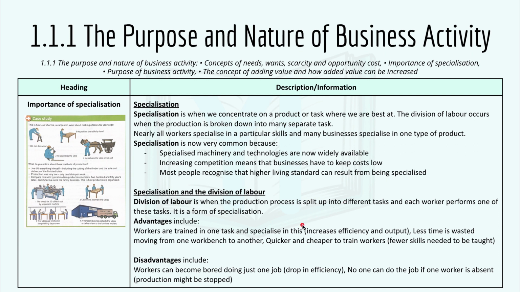And here's more on specialization and the division of labor. The division of labor is when the production process is split up into different tasks and each worker performs one of these tasks, and it is a form of specialization. Advantages include workers are trained in one task and specialize in this, which increases efficiency and output. Less time is wasted moving from one workbench to another, and it's quicker and cheaper to train workers as fewer skills need to be taught to each worker.